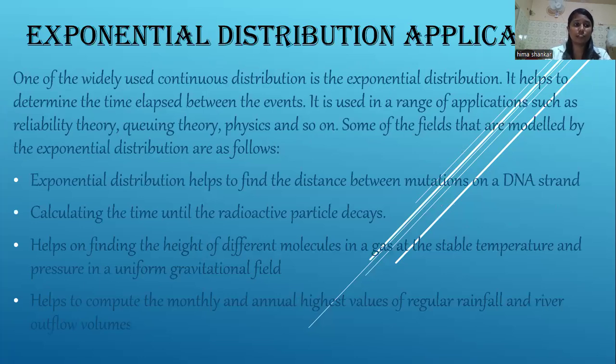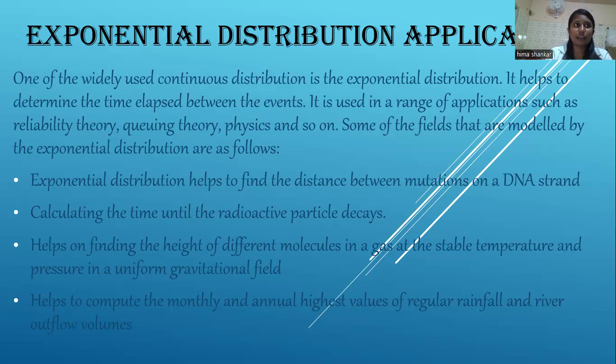Exponential distribution applications. One of the widely used continuous distributions is the exponential distribution. It helps to determine the time between the events. It is used in a range of applications such as reliability theory, queuing theory, physics, and so on. Some of the fields that are modeled by exponential distribution are as follows. Exponential distribution helps to find the distance between mutations of DNA strands, and to calculate the time until a radioactive particle decays.